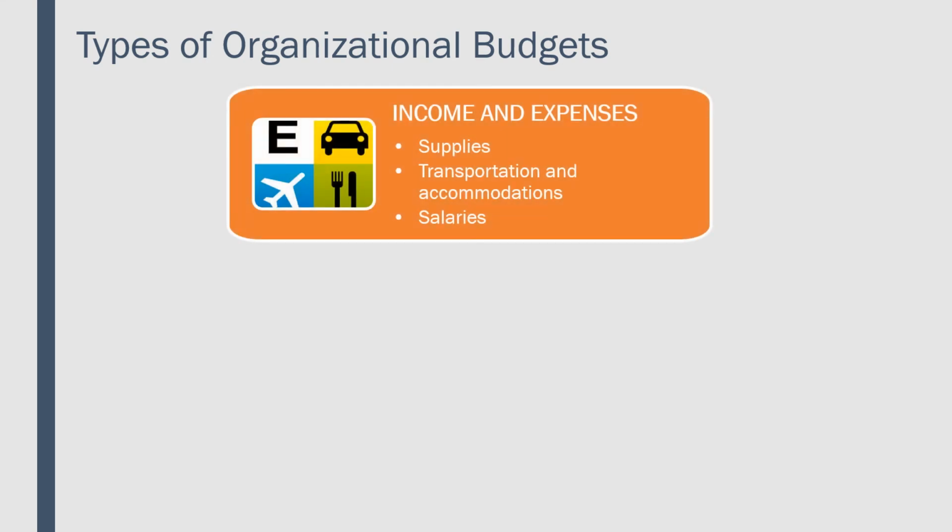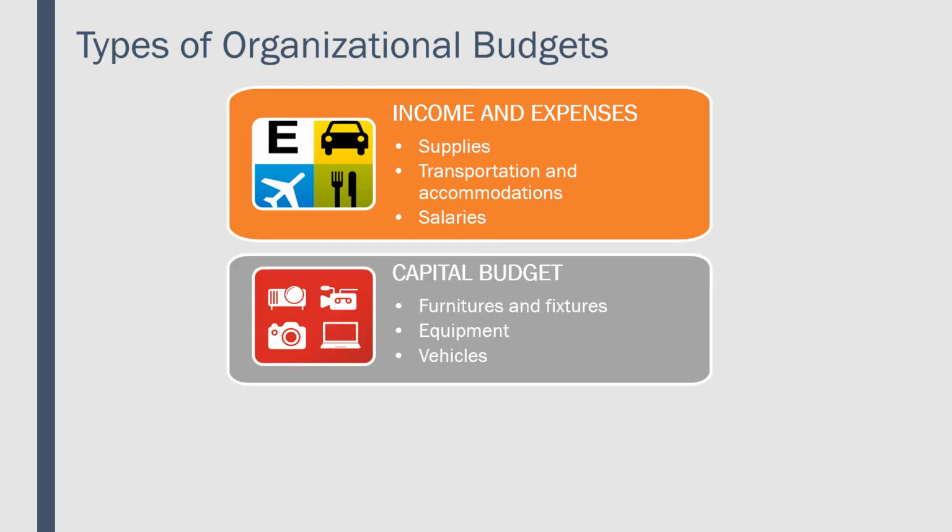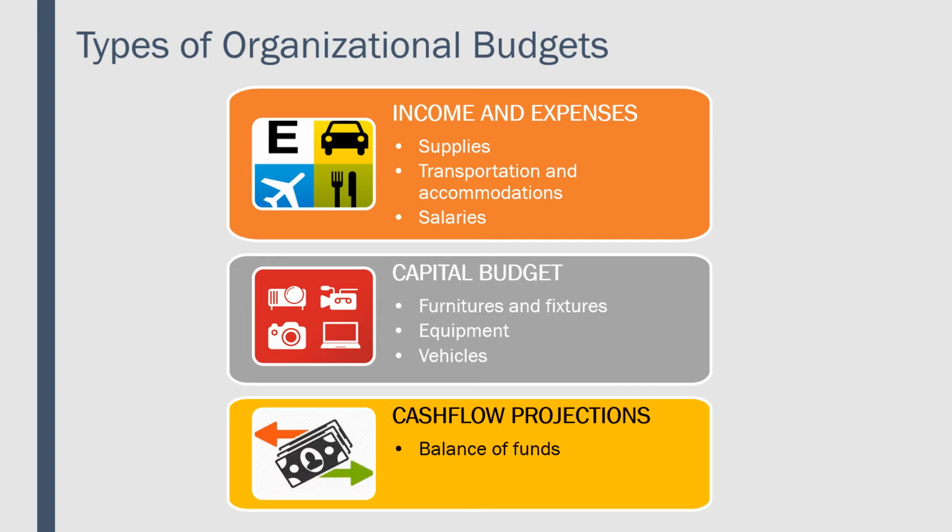Yung income at mga madalas na gastusin o madaling maubos na gamit ay pumapasok sa income and expenses budget. Yung mga equipment at mga facilities na pangmatagalan o magagamit sa ibang mga proyekto ay hinihiwalay para mas madaling makita ang kanyang long-term at multi-project functions. Sa cash flow projections, makikita natin ang pagpasok at paglabas ng pondo sa proyekto at sa organisasyon.